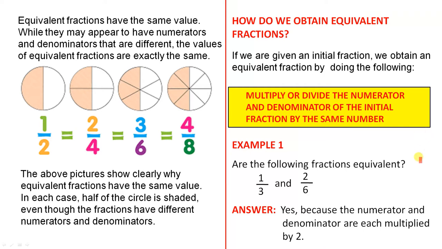Example 1. Are the following fractions equivalent? So we have a third and 2 over 6. We have to work out whether they're equivalent. The answer is yes, because the numerator and denominator are each multiplied by 2. 2 ones are 2, 2 threes are 6, so the fractions are equivalent.